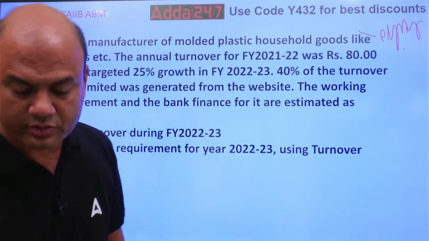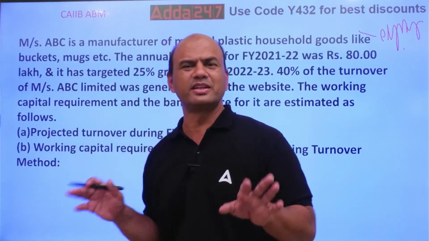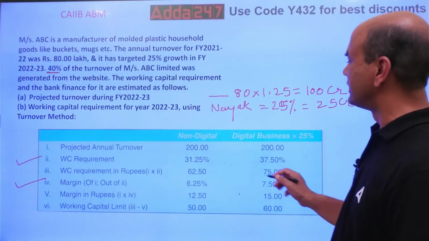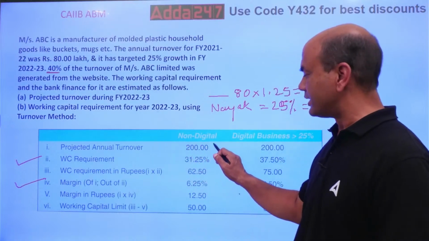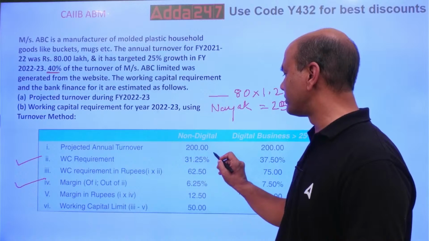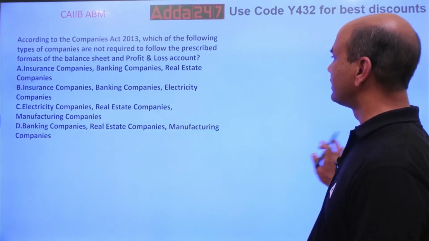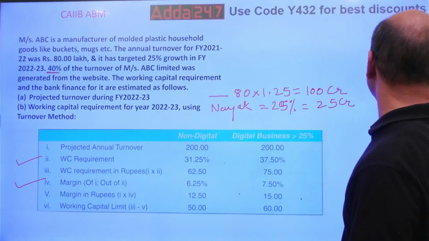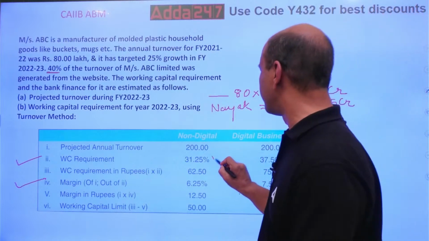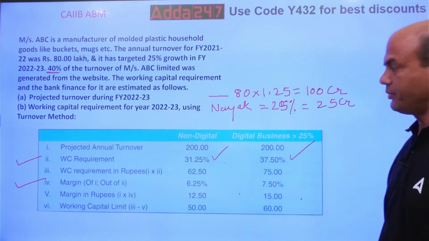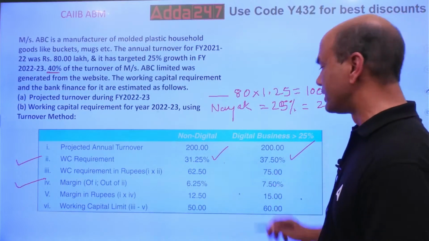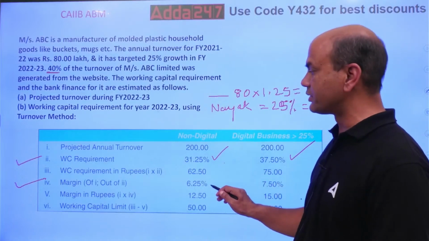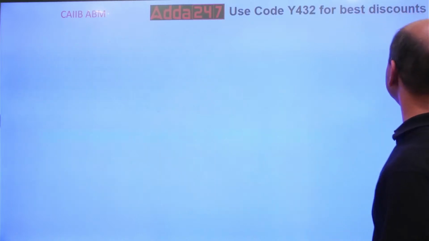What we'll do is directly solve it for the projected turnover. Whatever is given in the books, let's solve that only. As you can see in the books, they have given it for projected turnover. Out of this, this percentage is important: 31.25 and 37.5. This is what is important. Based on this, we'll use the same logic, and this is 10% of the WC requirement. Now let's get back to our problem.